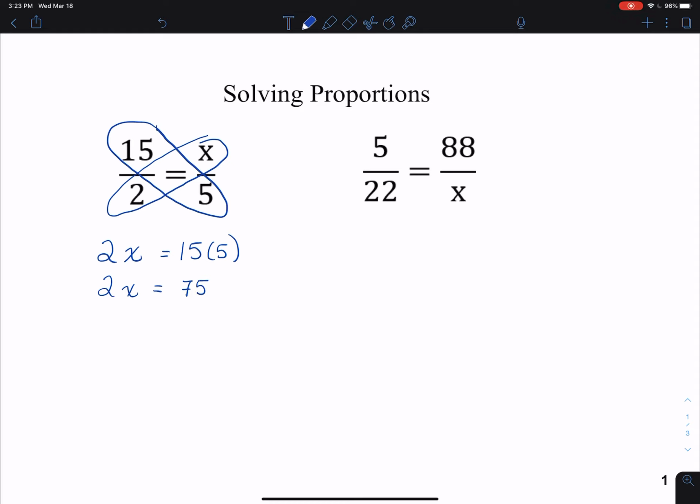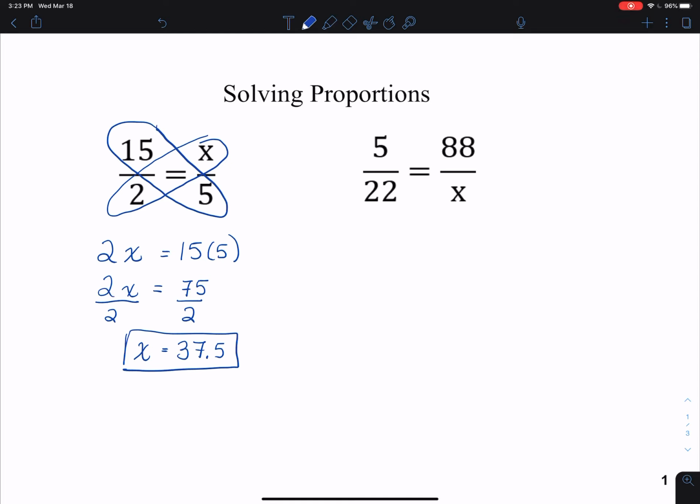Now I have an equation that I need to solve. To get that x by itself, I want to undo my multiplication. And I undo multiplication with division. So I'll divide both sides by 2. That gives me x equals 37.5 as my solution to that proportion.